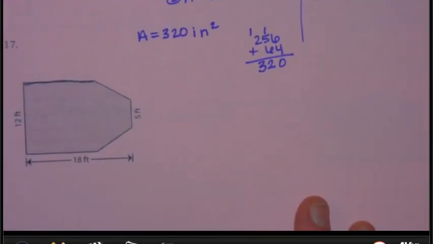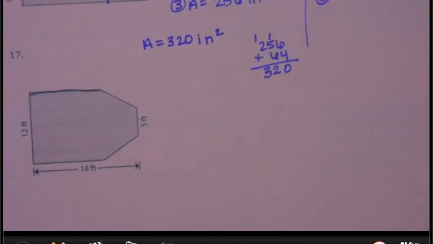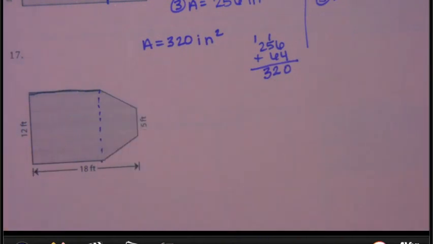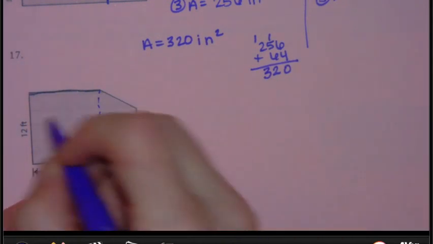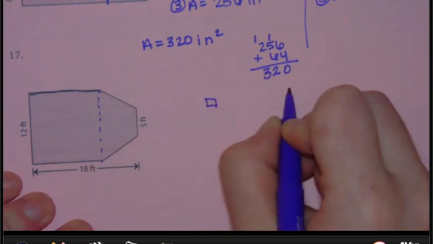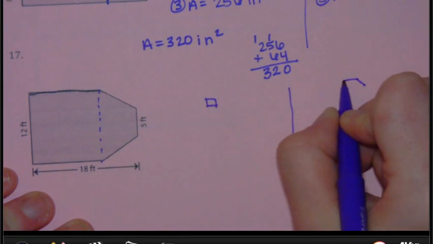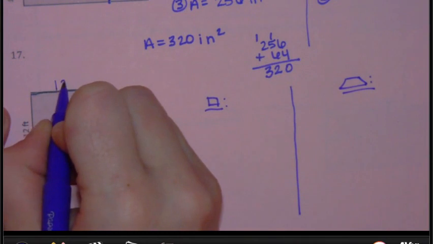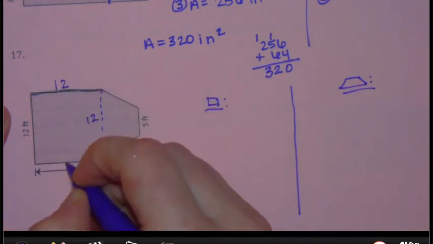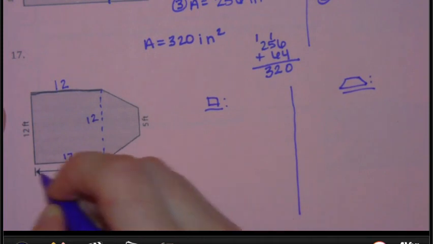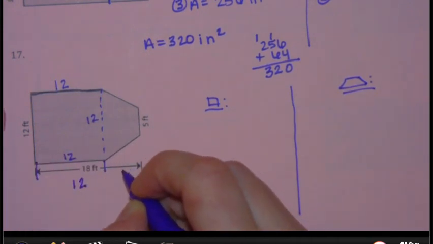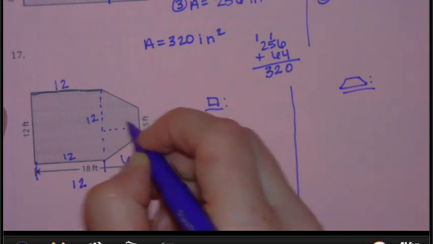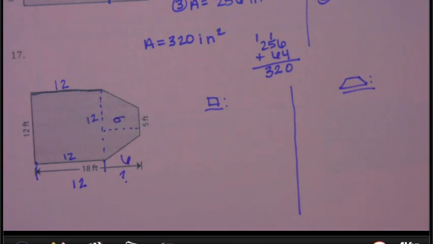All right, and then the last one on this page, number 17. I have two figures again, and I'm going to split this down. It looks like I have a rectangle and a trapezoid, or a square and a trapezoid. So I have a square, and then I have a trapezoid here. So I'm going to assume that this is a square and that this side is 12 and this side is 12. So all four of my sides are 12. Well, if from here to here is 12, what is this distance? So it's 18 minus 12, which is 6. So the height of my trapezoid is 6.